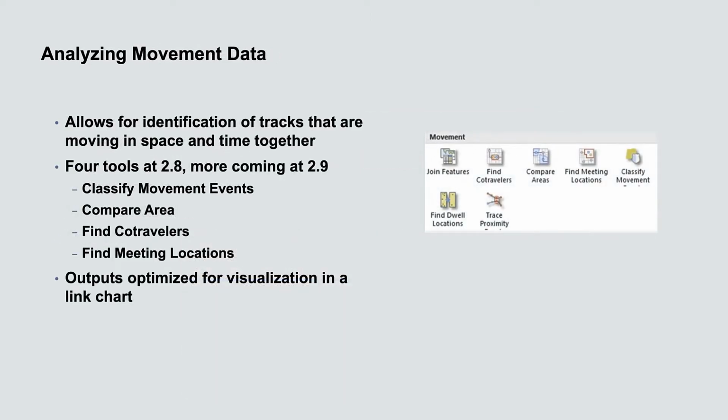Next, we'll be talking about movement data analysis. These movement tools were actually introduced in 2.6, so they're fairly new. We currently have 4 tools, and these allow you to identify and understand how events, or these tracks, what we call tracks, are interacting in both space and time.